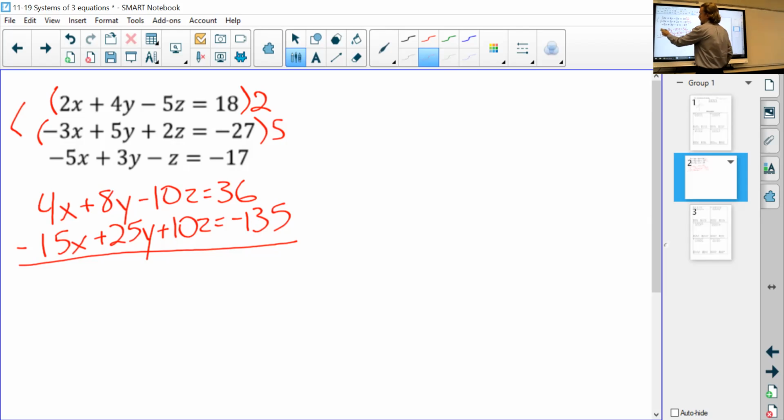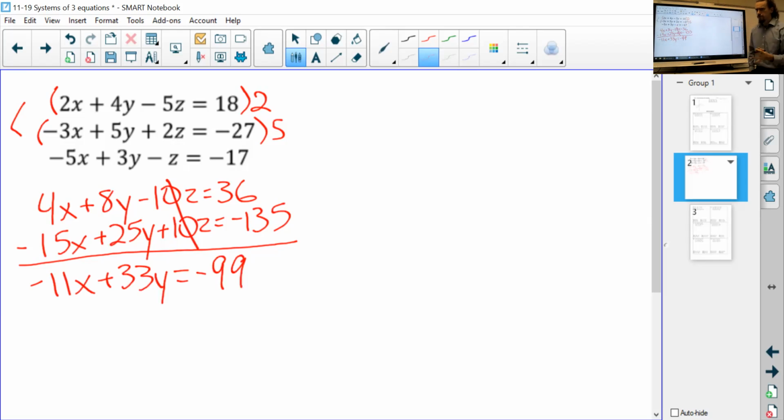Don't rush through. So we add these together. So 4 and -15 is -11x. 8 plus 25 is 33y. The z's cancel out as intended. 36 minus 135 is -99.